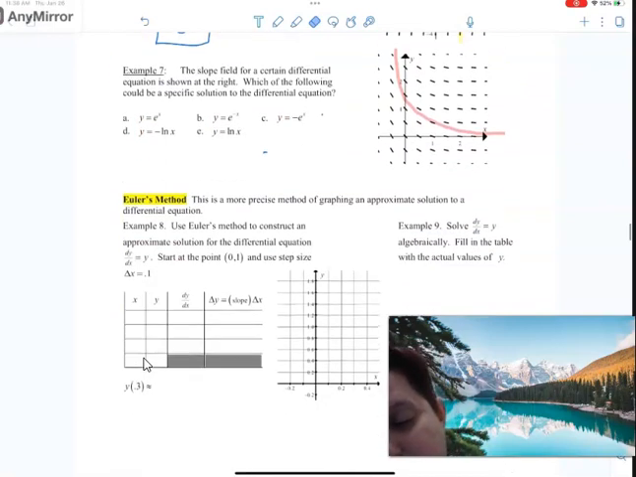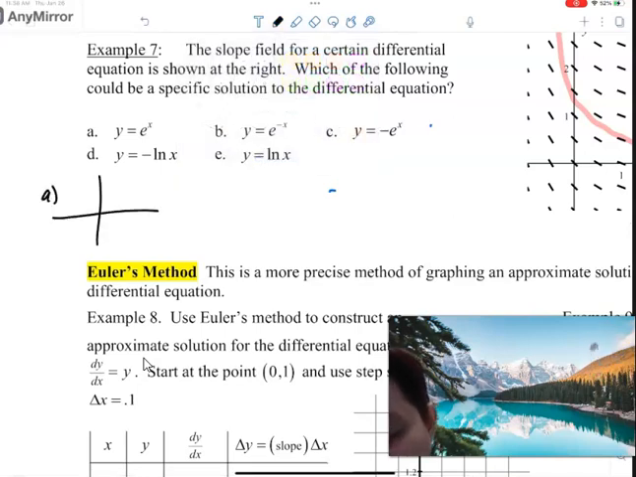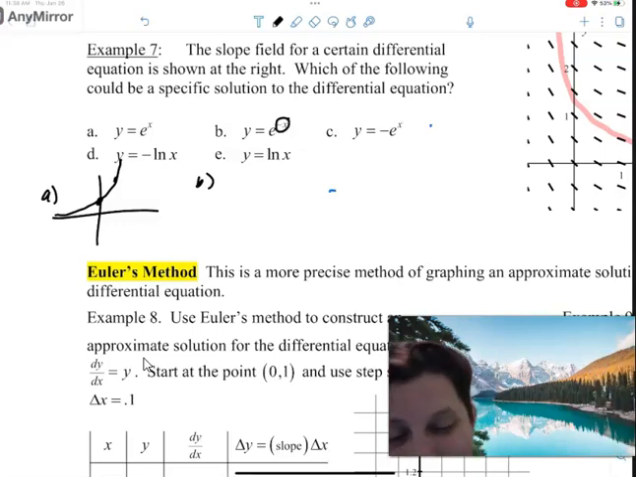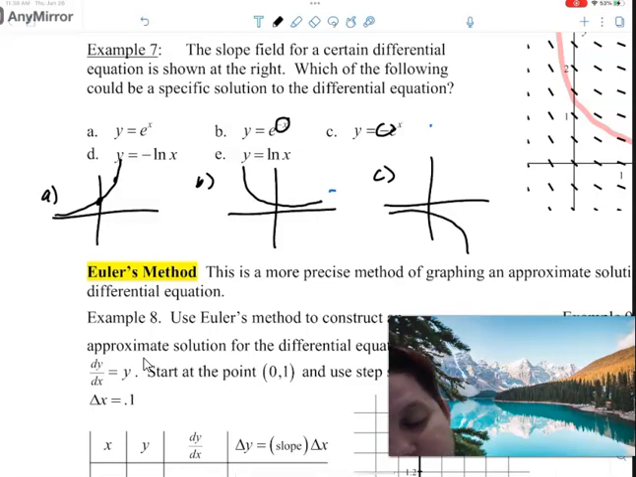You guys, I would like you to know what e to the x looks like and what ln of x looks like. If you forget, for part A, e to the x, well, e to the 0 is 1, and e to the 1 is e, so it goes like that. That's e to the x. Now e to the negative x. When I put a negative in, it rotates it on the x-axis. A negative in front flips it upside down. So it's this graph in A, but flipped upside down. That's e to the negative x.